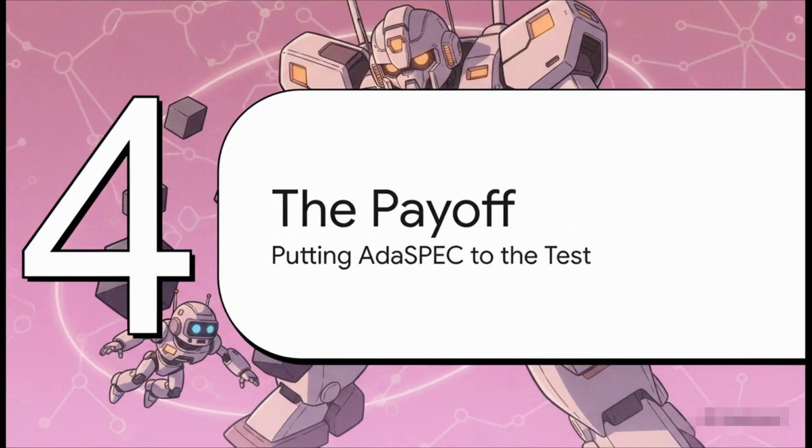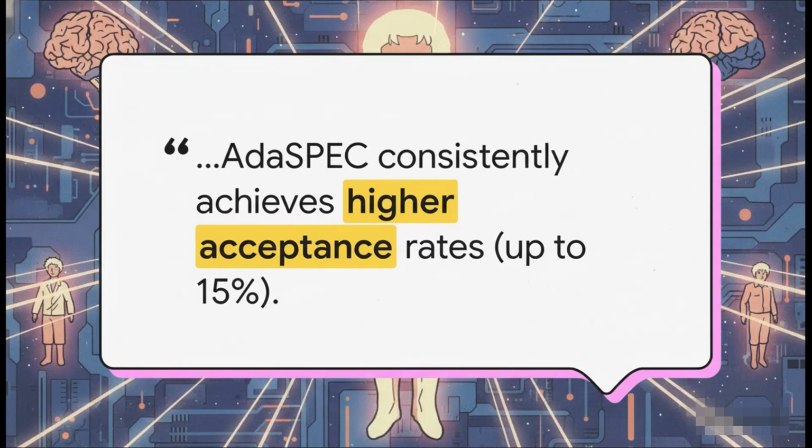So this whole smart filter idea sounds amazing on paper, right? But the real question is, does it actually work in practice? Well, the researchers put AdaSPEC through its paces on a whole bunch of different tests to find out. And the paper pretty much sums it up perfectly. They found that across all the different tasks and model setups they tried, AdaSPEC consistently got a higher token acceptance rate. And that's exactly what we want. It means our fast assistant is making more correct guesses, and that speeds up the whole operation.